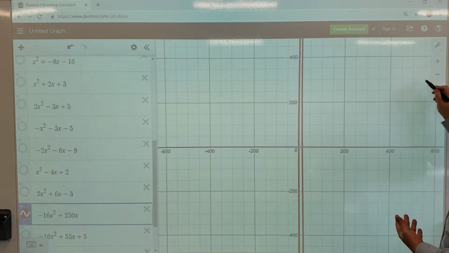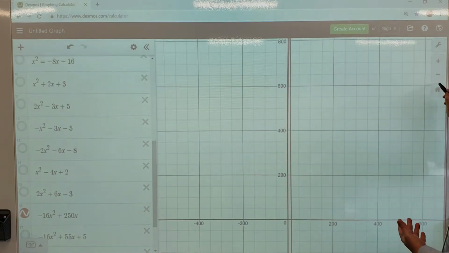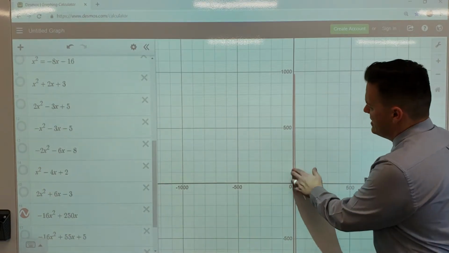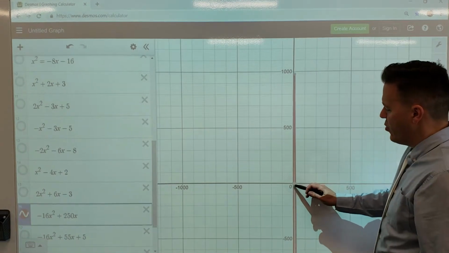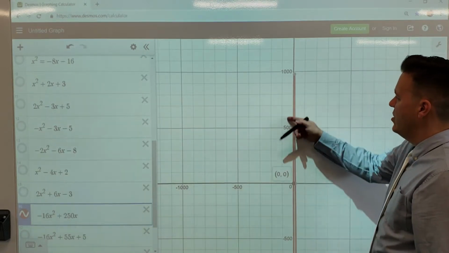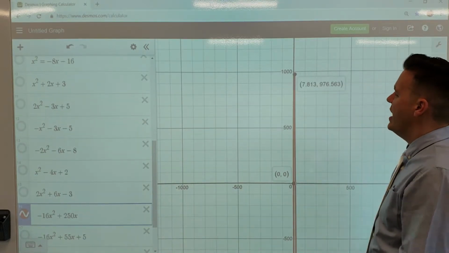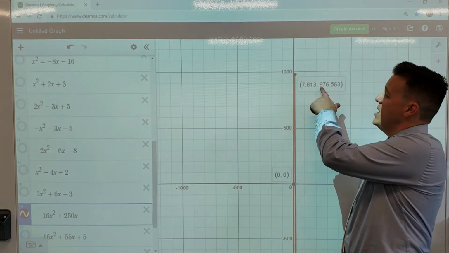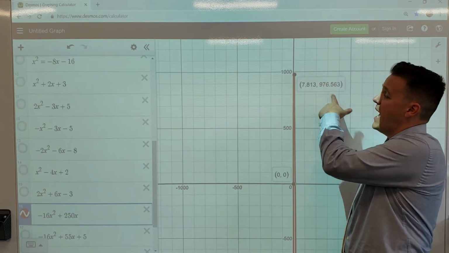So I'm going to zoom out quite a bit here because I want to show you guys one thing about Consuela's rocket. All right, so when I zoom out, hopefully you guys can see the gap still. So her rocket left at 0, 0. It reached a vertical height. So remember, if we were to ask you what is the height that she reached, it'd be 976.5 feet.